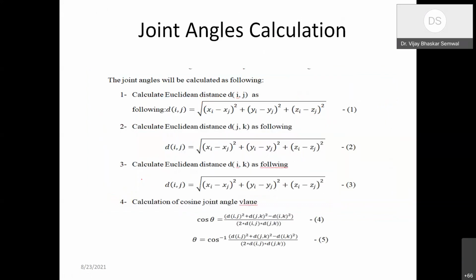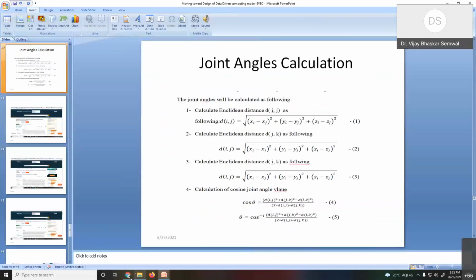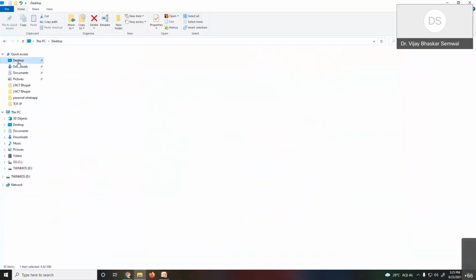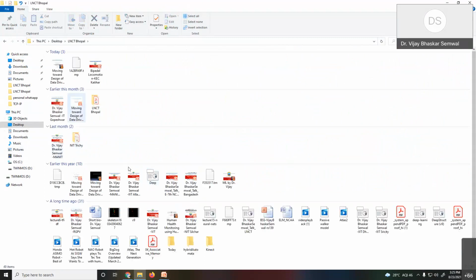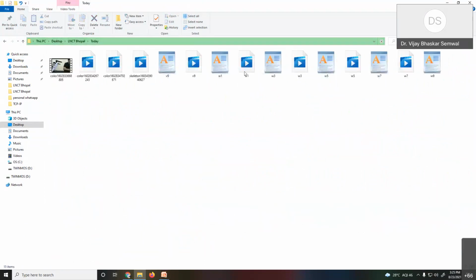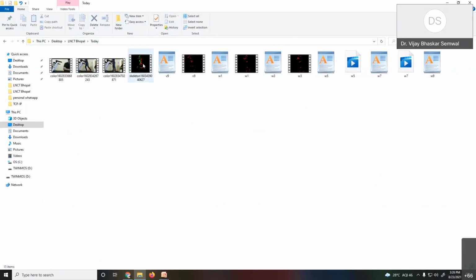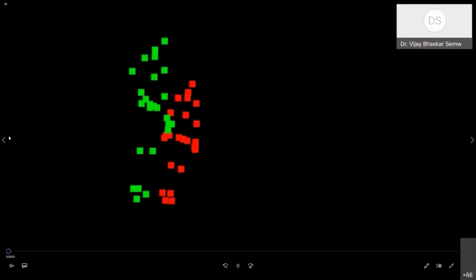Now the joint angle calculation is important because we already know that the accelerometer as well as the Kinect sensor is giving values which we have to process, and I will show what values I am getting through the Kinect sensor. If you can see my screen, the Kinect sensor values you can get here, like multiple persons' data I'm taking, multiple people are working.